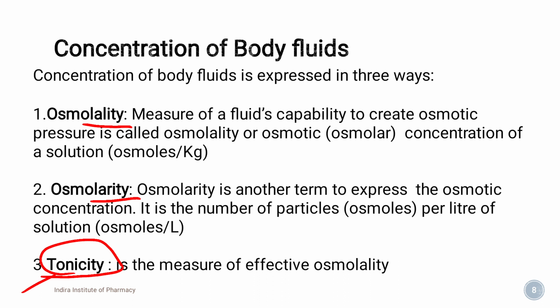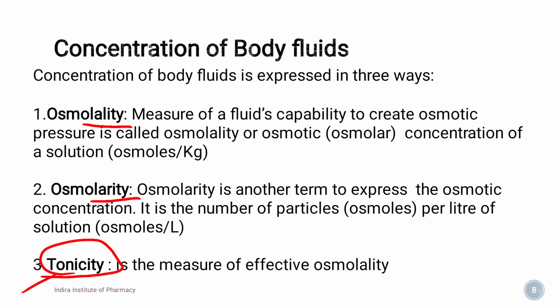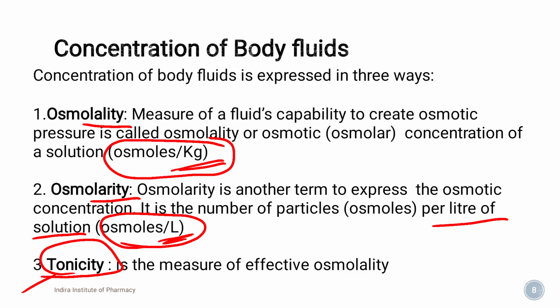Next we have osmolarity, which is another term to express the osmotic concentration. In this case it is the number of particles, that is osmol, per liter of solution. So it is the number of osmol per liter of solution, whereas in osmolality it is per kg. So remember this difference. Here it is osmol per kg of solvent, whereas in the case of osmolarity it is osmol per liter of solution.